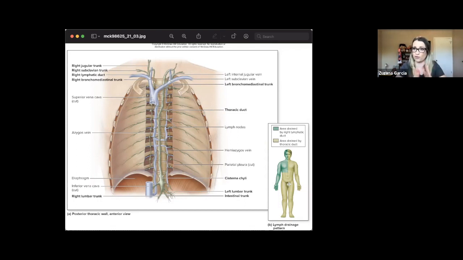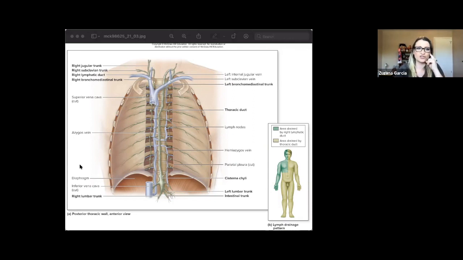So it's not equal. I will have questions on the exam that ask which of the following are drained by the thoracic duct, or which are drained by the right lymphatic duct. Make sure that you are familiar with this figure: the right lymphatic duct drains only the upper right quadrant. If you remember that, and that everything else is the thoracic duct, then you are good.